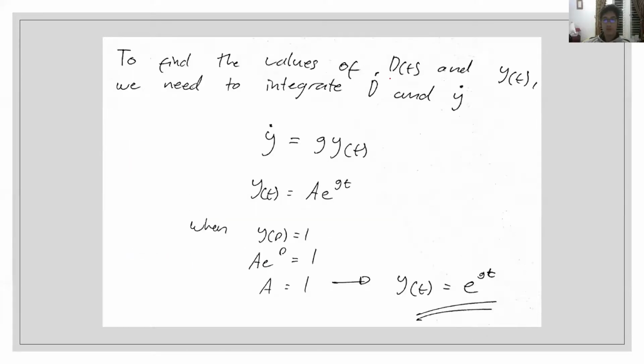So first, we need to find the values of D(t) and Y(t), and in order to do that, we need to solve D dot and Y dot. First, we can solve Y dot, since Y dot has Y in the equation itself. We can straight away use the e rule in order to integrate it one time. So we can instantly get from Y dot to Y(t) equals A e^(gt). Basically, we move the g up, e, and then put the A in front.